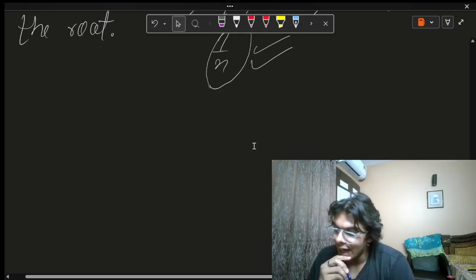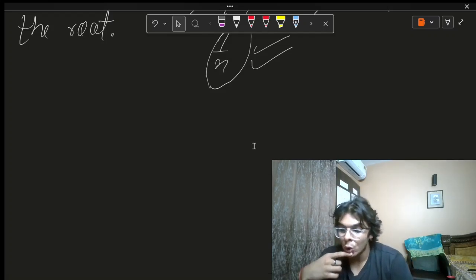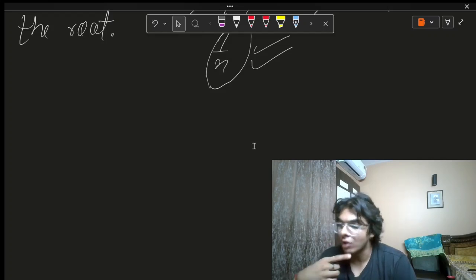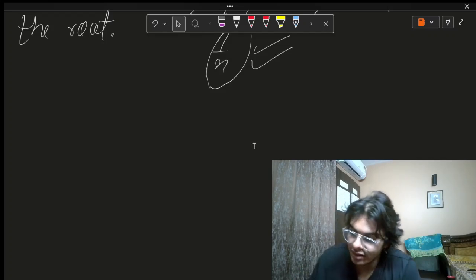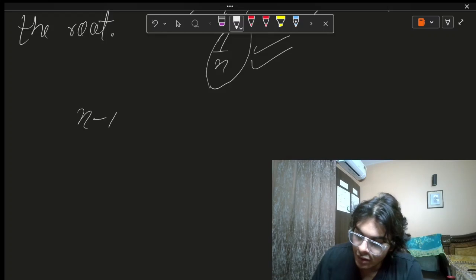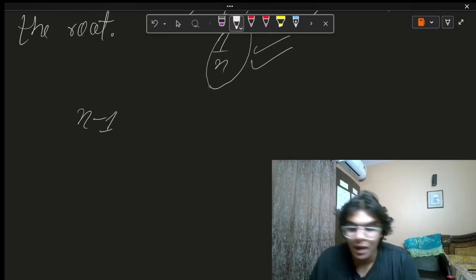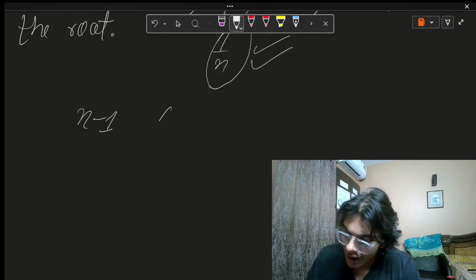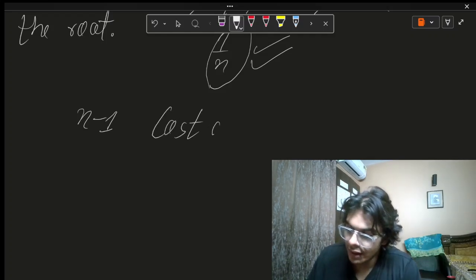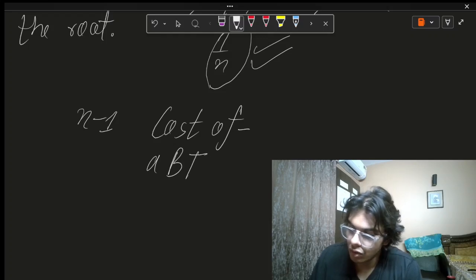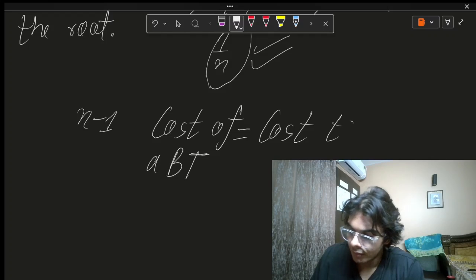Okay, so whenever I decide that I've got a root node on my hand, can I say that the cost of deciding the root is something like n minus 1? Yes, I can. Why can I say that? For this, we need to understand what is the cost of a binary tree. The cost of the binary tree is the cost to make the binary tree, the cost to structure a binary tree.